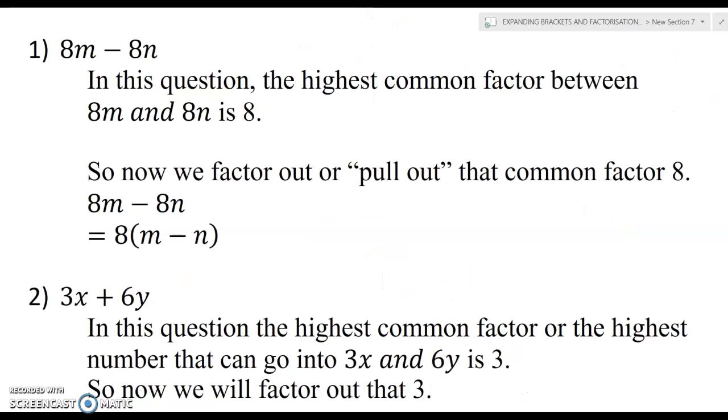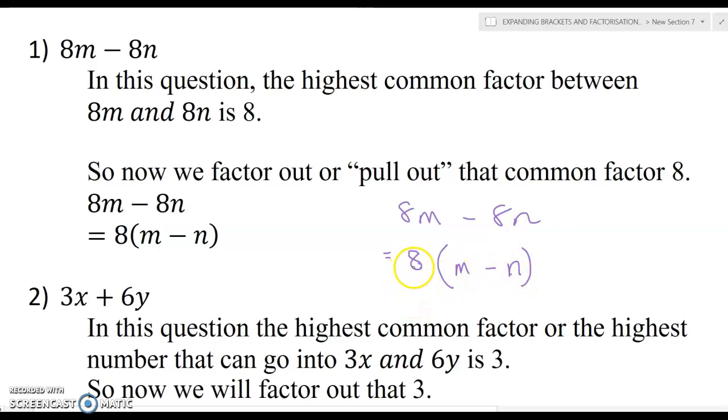This first one here is similar to the question we just did: 8m take away 8n. Obviously, the letters are different, but we notice that there's a common factor of 8, so we pull out that 8. Put your brackets now. 8 times what will give me back 8m? 8 times m will give me back 8m. Put the minus sign there. And now 8 times what will give me 8n? 8 times n. So you see how we get there.